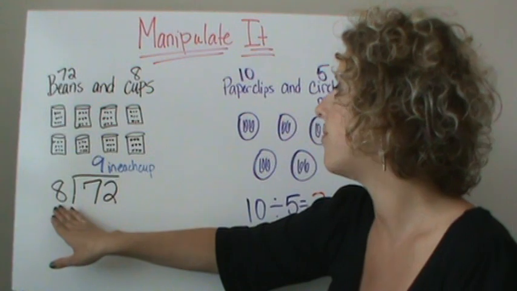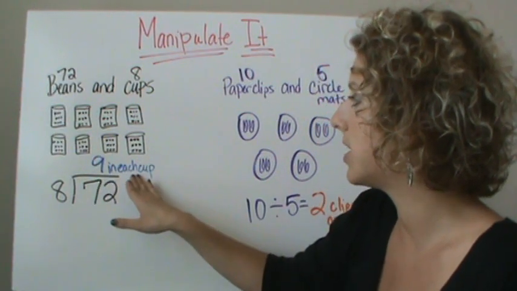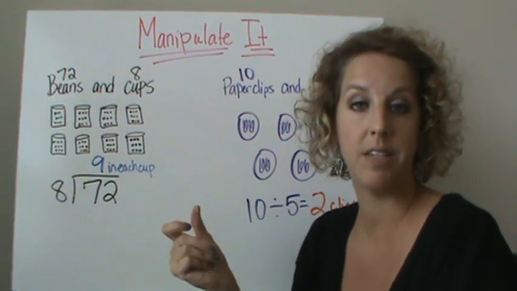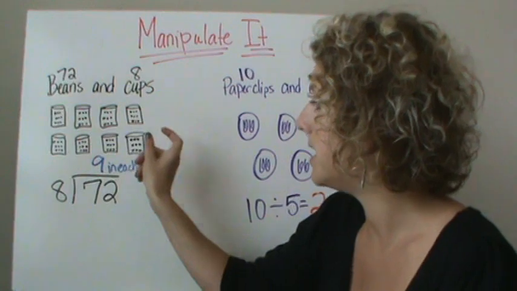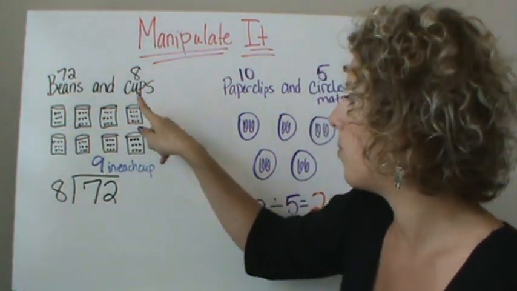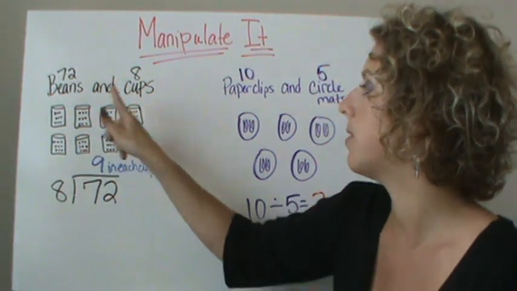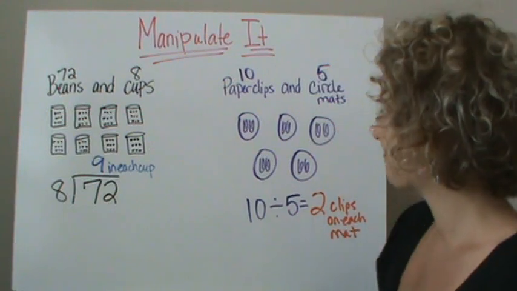So 72 divided by 8 we know is 9. 9 inside of each cup. You may have seen that because of multiplication. You know 9 times 8 is 72. And you could put 9 in each cup at a time, or like our previous method, you could put 1 in each cup at a time until you run out, and you'll find that each cup will receive 9.